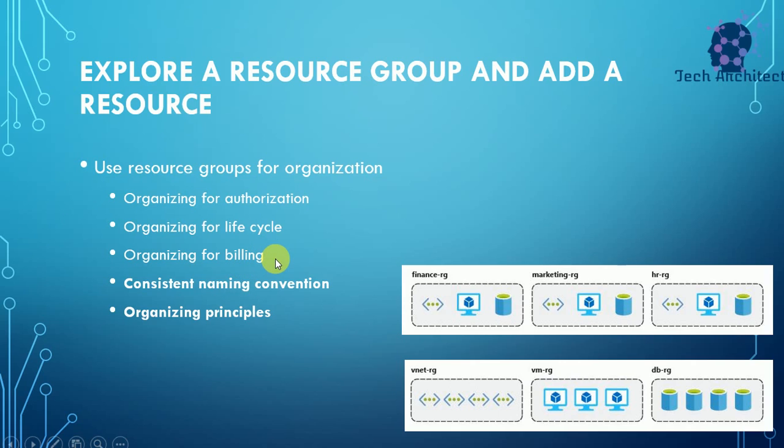Organizing for billing. Lastly, placing resources in the same resource group is a way to group them for usage in billing reports. If you are trying to understand how your costs are distributed in your environment, grouping them by resource group is one way to filter and sort the data to better understand where costs are allocated. Organizing principle: resource groups can be organized in a number of ways. We might put all resources that are infrastructure into one resource group, but we could also organize them strictly by resource type.